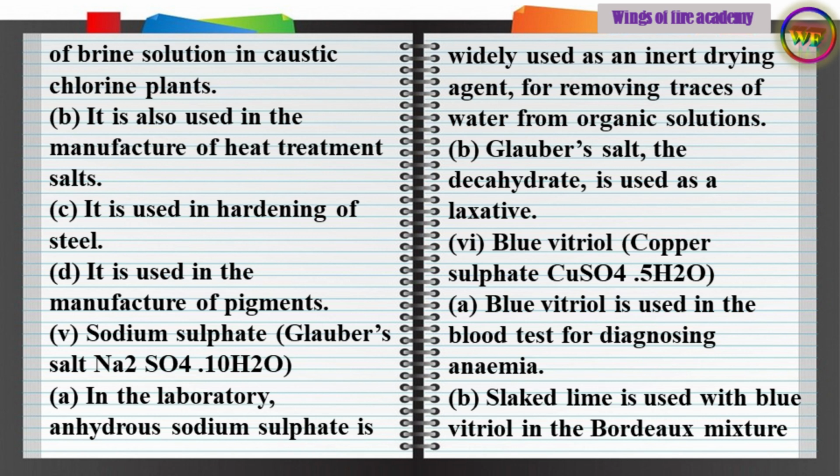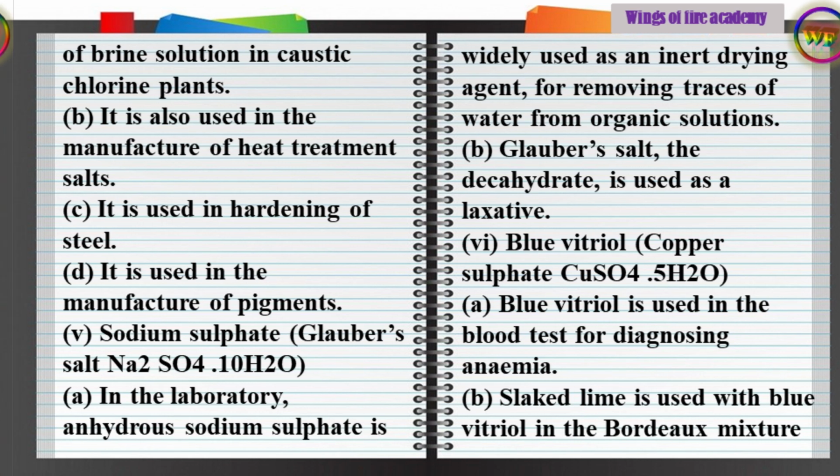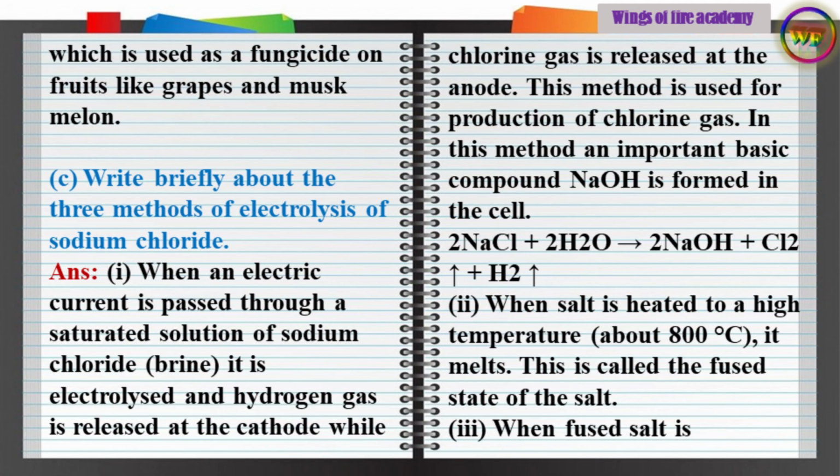6. Blue vitriol, copper sulfate with 5 water molecules. A. Blue vitriol is used in the blood test for diagnosing anemia. B. Slaked lime is used with blue vitriol in the Bordeaux mixture, which is used as a fungicide on fruits like grapes and muskmelon.